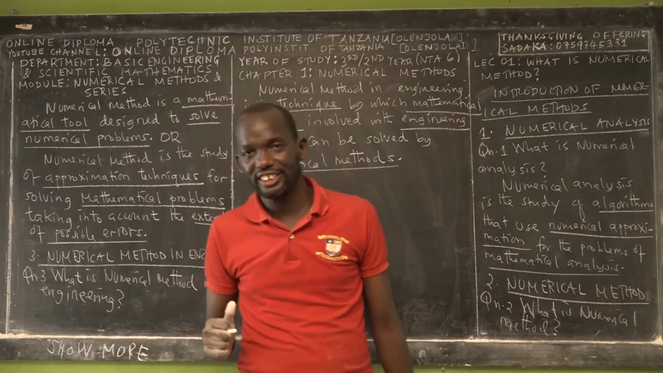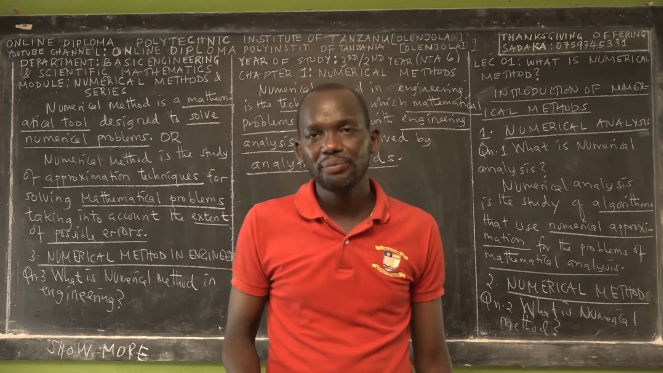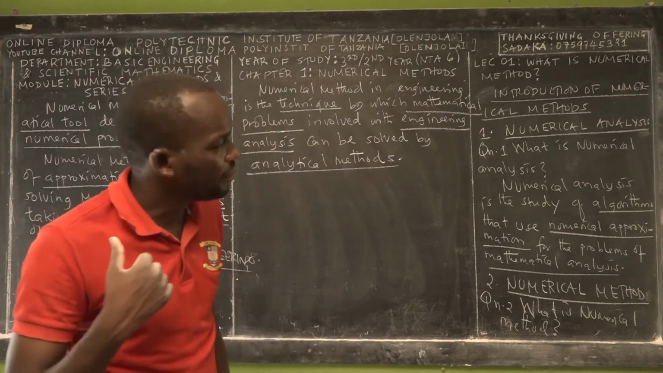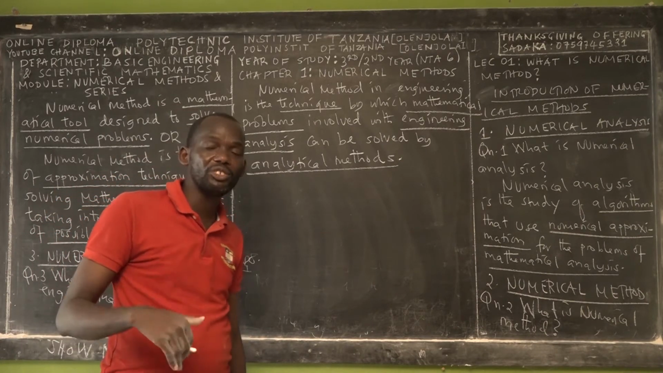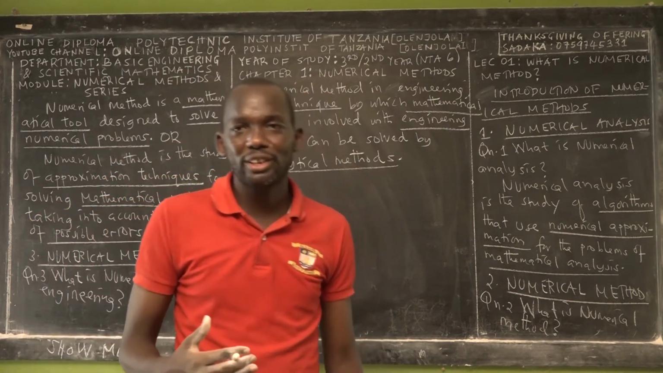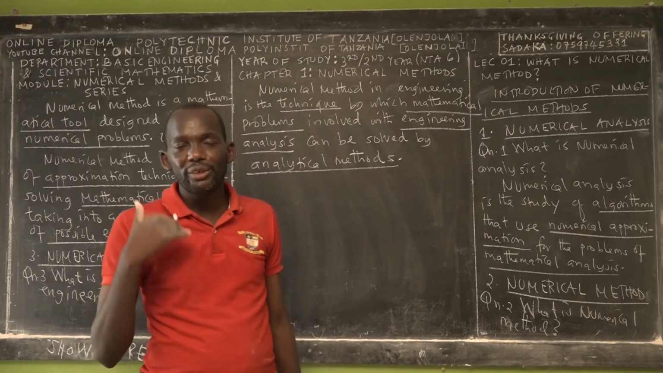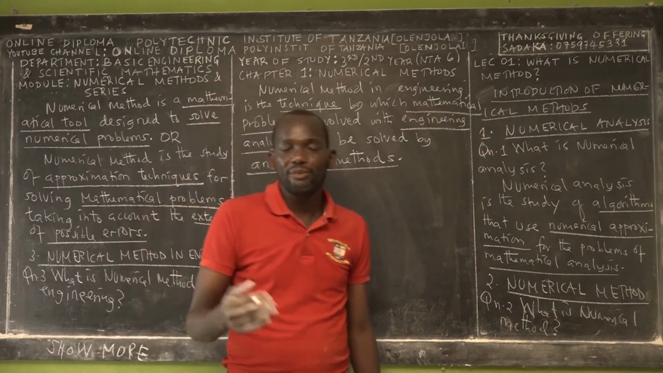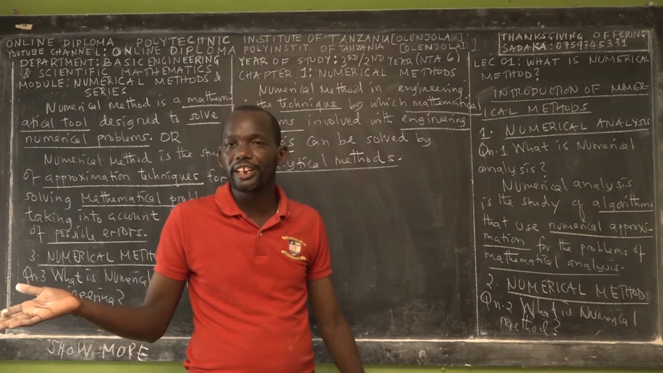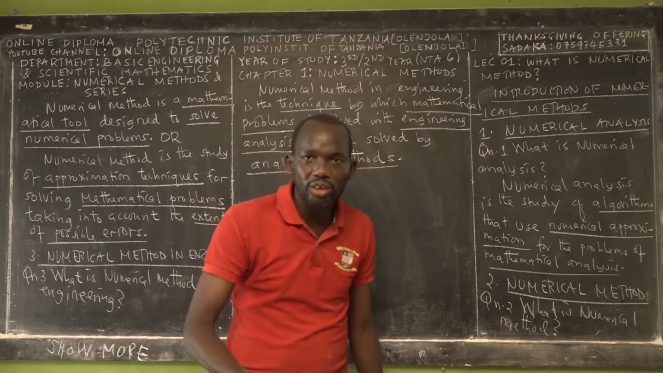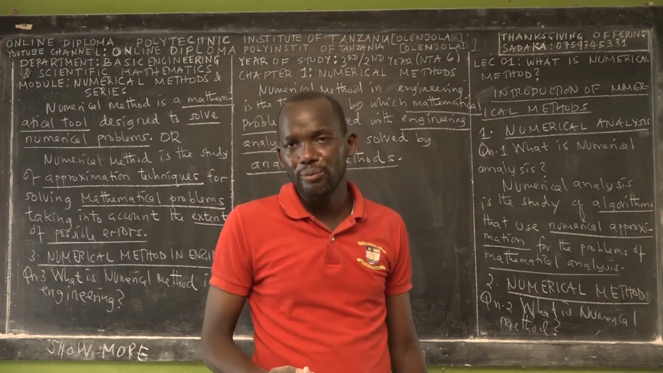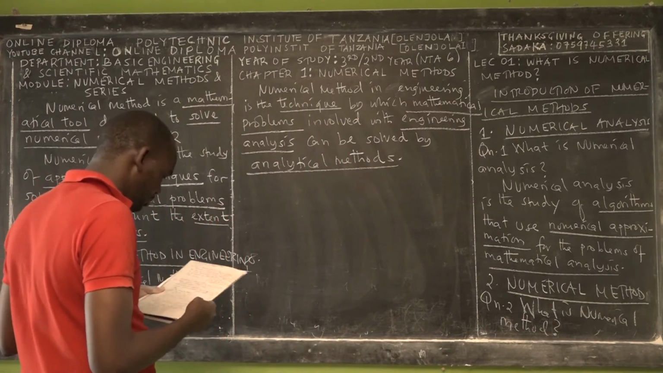So numerical method in basic engineering, or in higher engineering, or in basic science or higher science, it means a technique by which mathematical problems involved with engineering or scientific analysis can be solved by analytical method. So whenever we are solving mathematical problems in relation to electrical engineering, by using the analytical method, then that is numerical method in engineering. In case you are solving mathematical problems in relation to civil engineering and you use analytical method, that is the application of numerical method, right? That's a very important point for you to note.